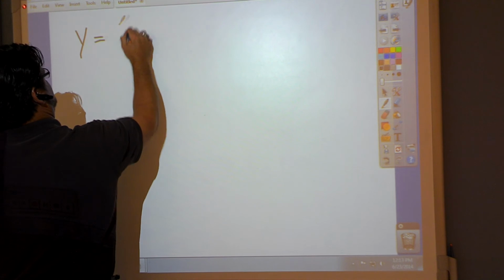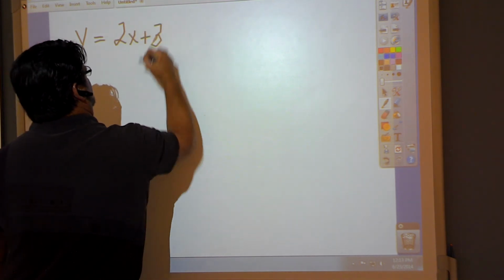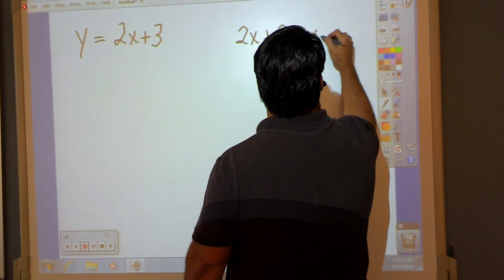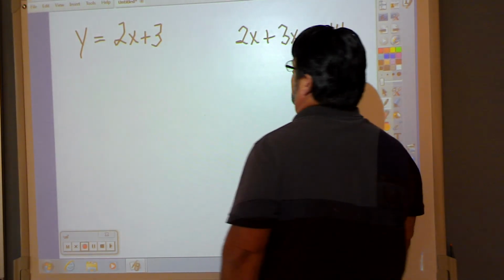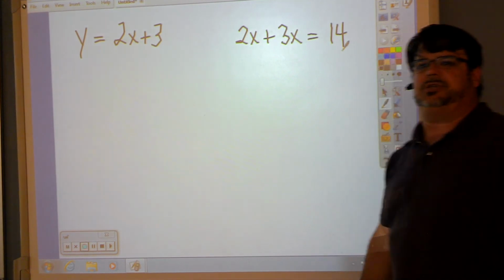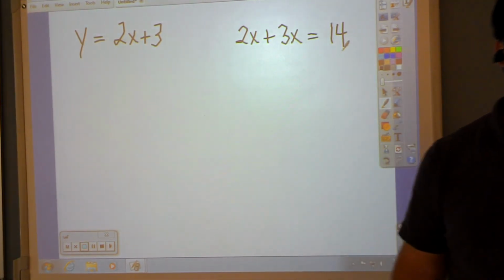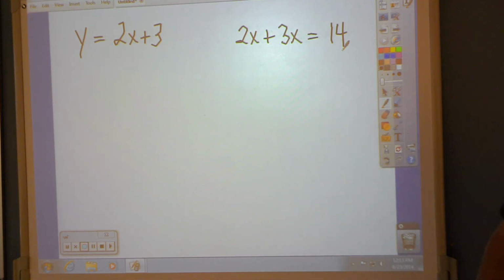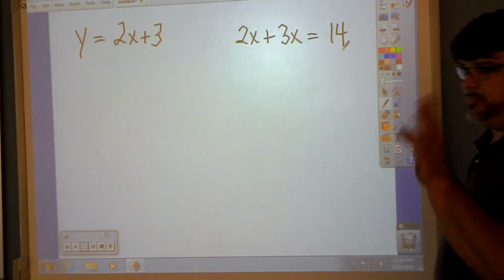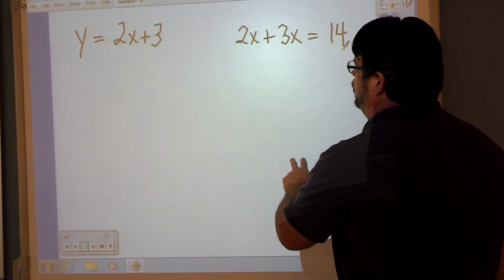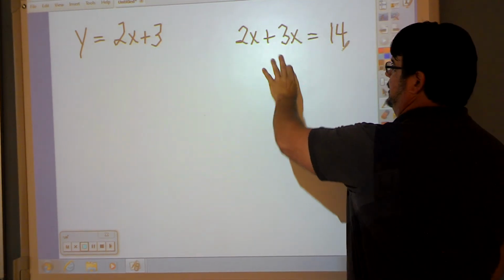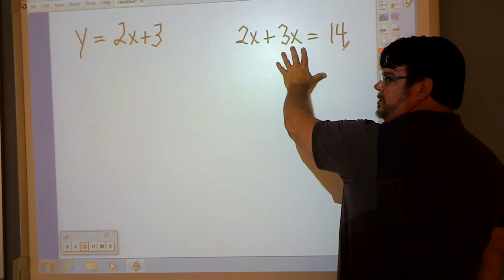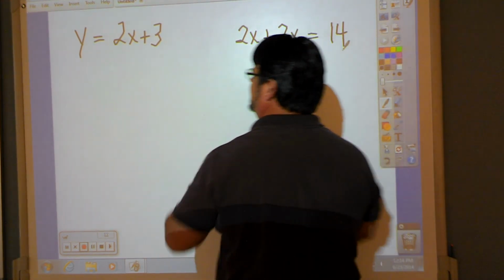y is equal to 2x plus 3, and 2x plus 3y is equal to 14. All right, this is your solving systems of equations that some of you did in Algebra 2 in high school, or intermediate algebra, which is at the end of this unit. We hardly ever get to it. What am I going to do with these two? Well, this one is the most complicated, so I'm going to leave it alone. But what does this one say?